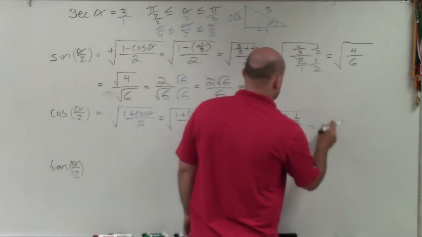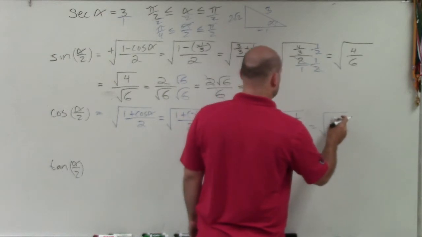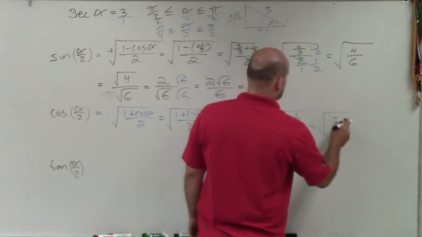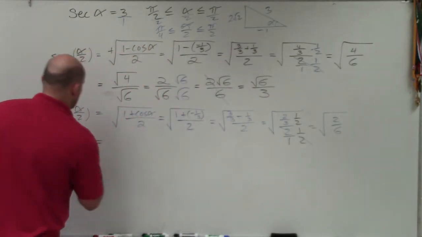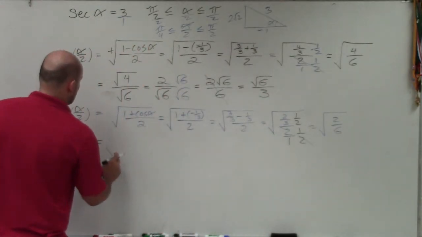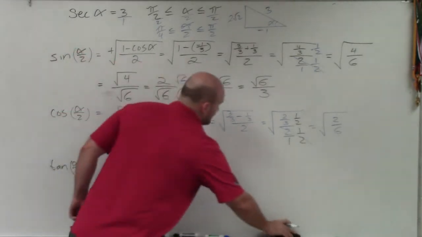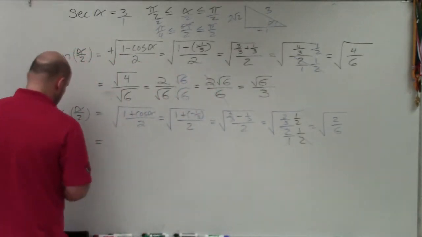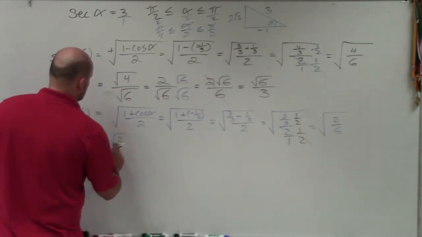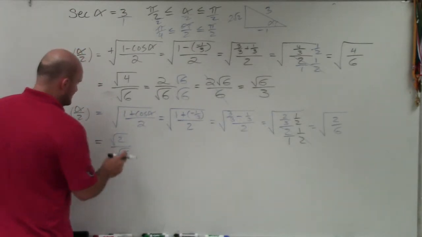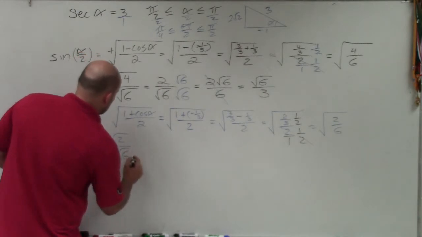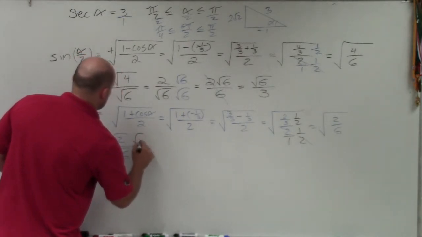And therefore, I get square root of 2 over 6. OK, now again, simplify, take the square root of the numerator and of the denominator. So I have the square root of 2 divided by the square root of 6. I can't really simplify that, so I can rationalize the denominator, though. So I'll multiply by the square root of 6 times the square root of 6.